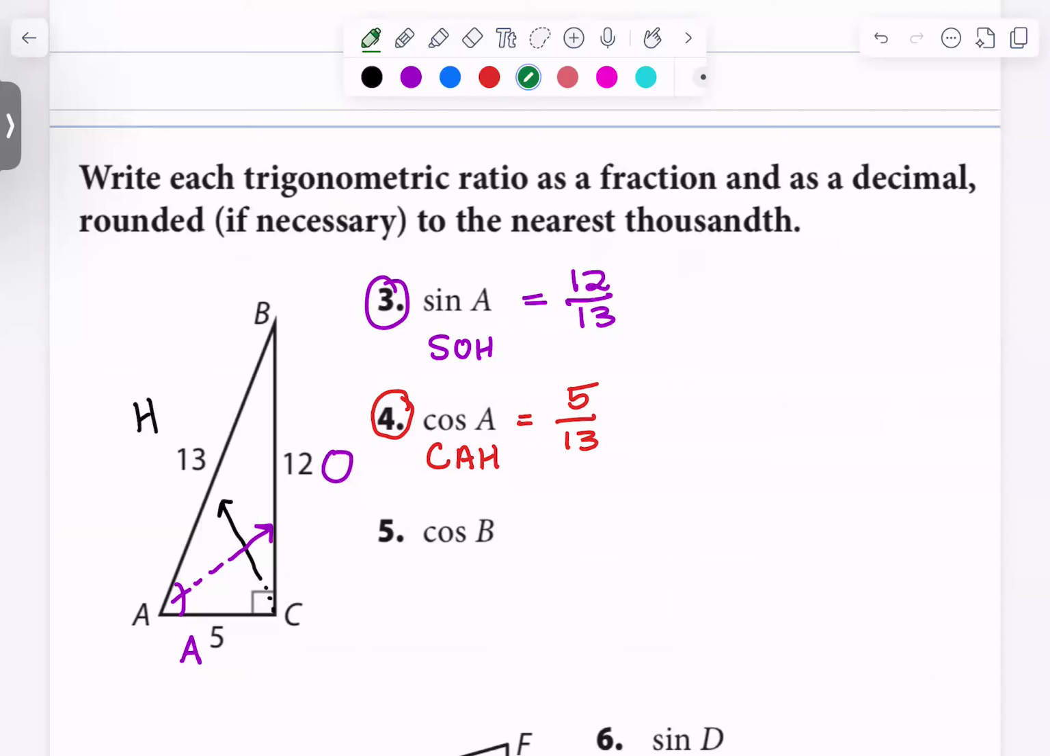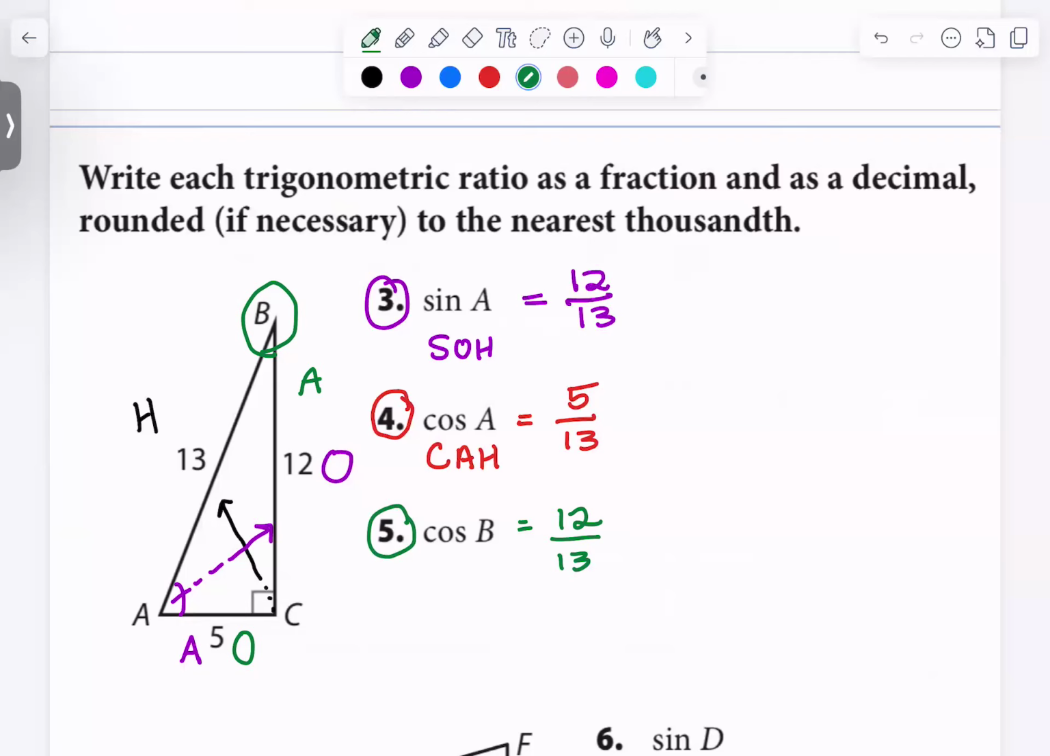And then lastly, cosine of B. What we're going to do is relabel everything. Opposite of angle B is this side here, and adjacent to angle B is 12, and the hypotenuse will still be the hypotenuse. So cosine of B is adjacent over hypotenuse, which is 12 over 13.